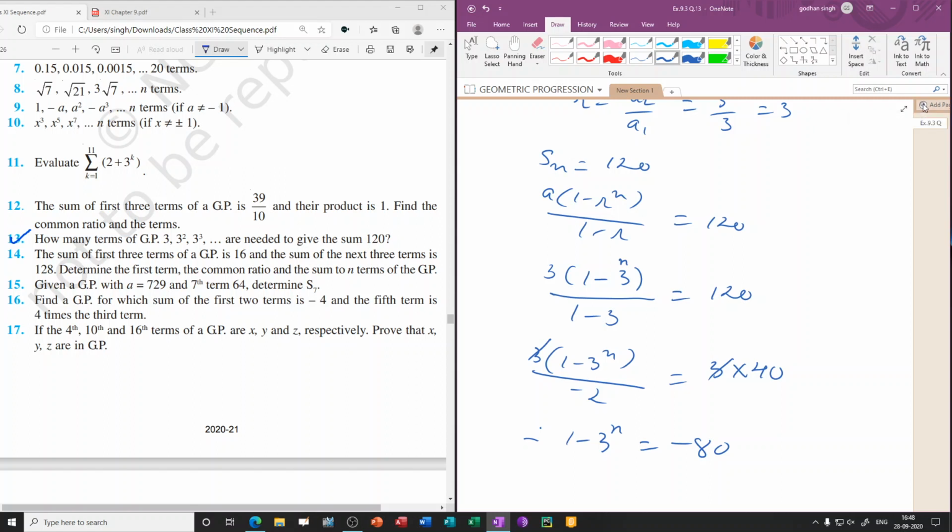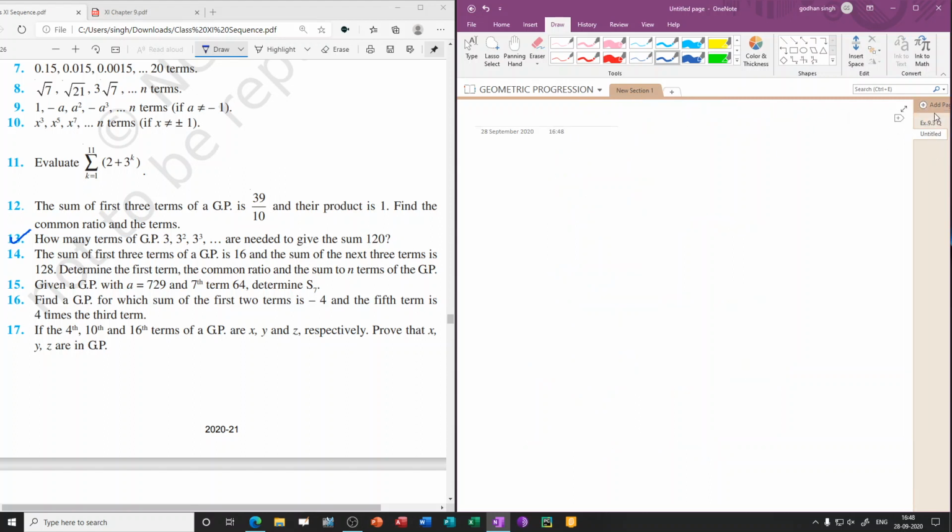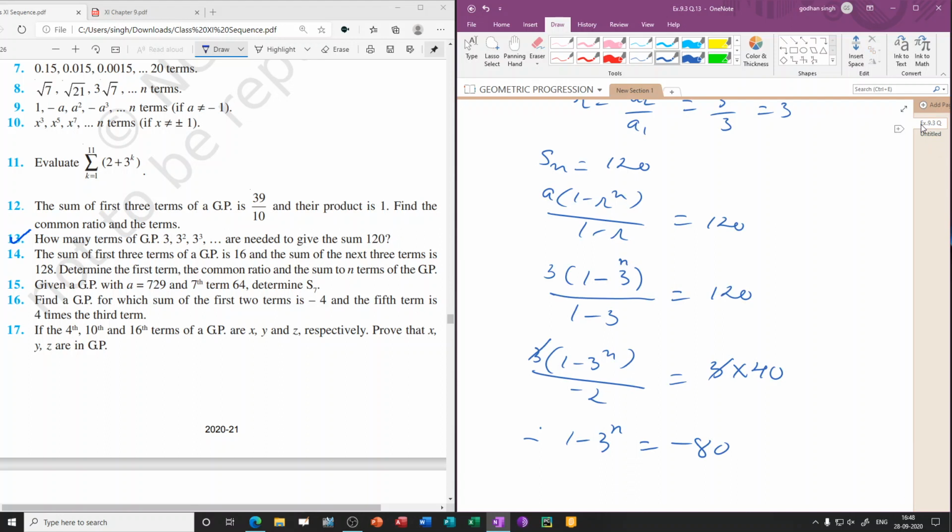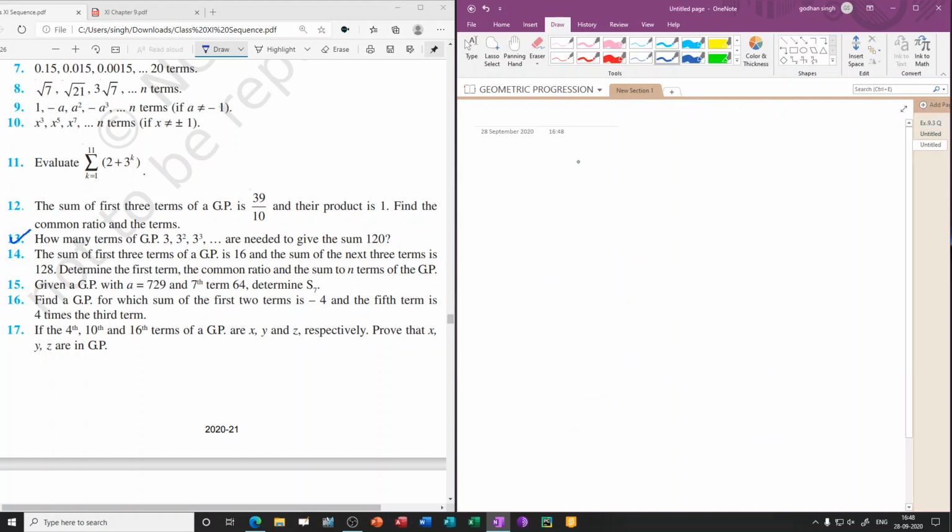From here we'll just rewrite that one, that is 1 minus 3 raised to n equal to minus 80. Therefore we can have minus 3 raised to n equal to minus 80 minus 1. Therefore minus 3 raised to n is equal to minus 81. So both side minus will be cancelled out, and we'll be getting 3 raised to n equal to 81.